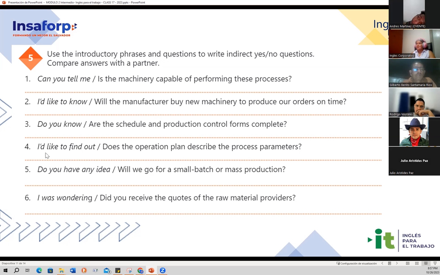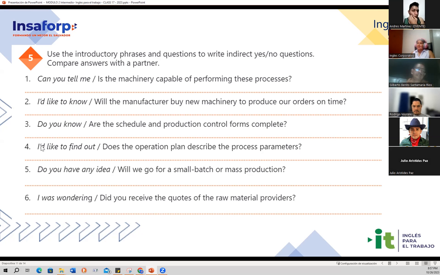Okay, very good. I'd like to find out if the operation plan describes the process parameters. And we remove the question mark, yes or no? Sorry, teacher? Do we remove the question mark in number four? I'd like to find out if the operation... Remember that in this case, we start with a phrase.